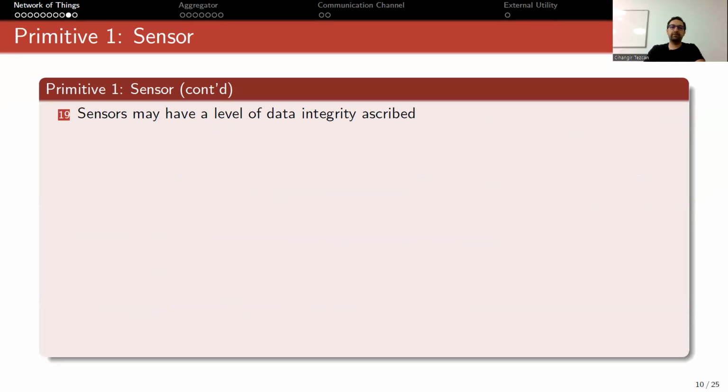A sensor may have a level of data integrity ascribed. It depends on its capacity. Sensors may have their data encrypted. So this is actually what we hope for, right? This is what we are actually trying to talk about in this lecture.